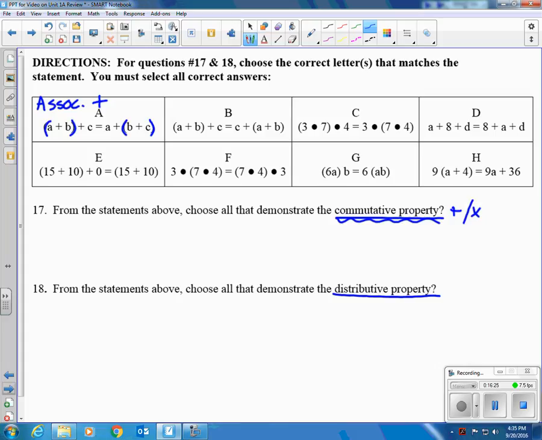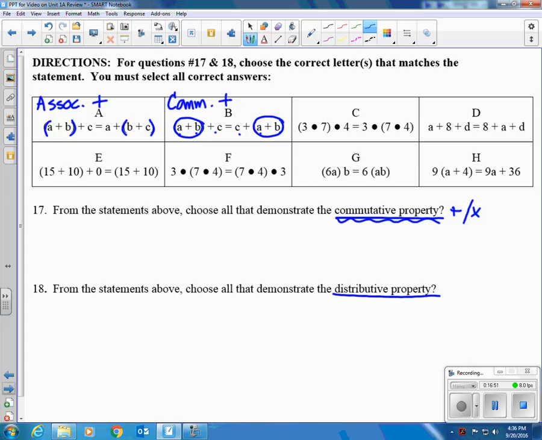For B, it looks pretty similar. I have A, B, C, but then I have C, A, B. So A and B stay the same. This is like saying one number here. That's a number and that's a number. The only thing that changed was my C went from the back to the front. So it changed the order. So this is my commutative property. And again, this is commutative property of addition.